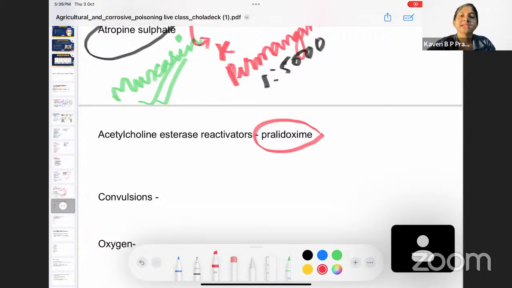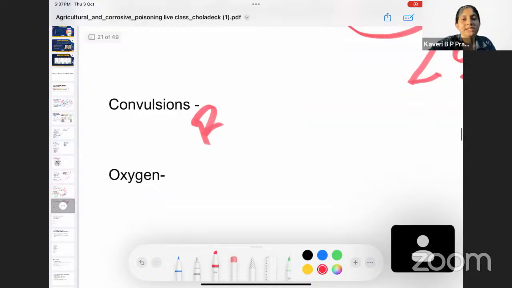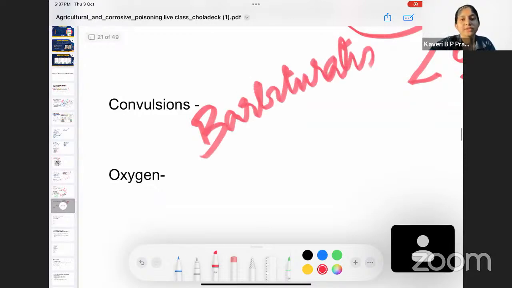But one thing that you have to remember is, only if the patient comes within 6 hours, you can give this. If it comes after that, the enzyme undergoes something called aging, and you cannot reverse it then. You can reactivate these enzymes only when the person comes immediately, that is within 6 hours. And if the person complains of convulsion, you can always give barbiturates.